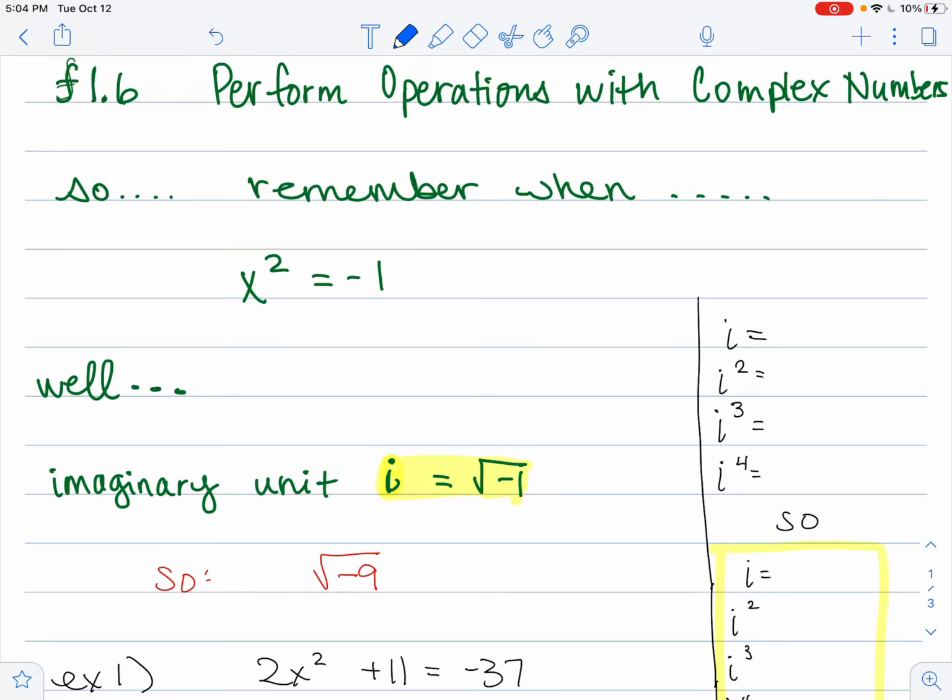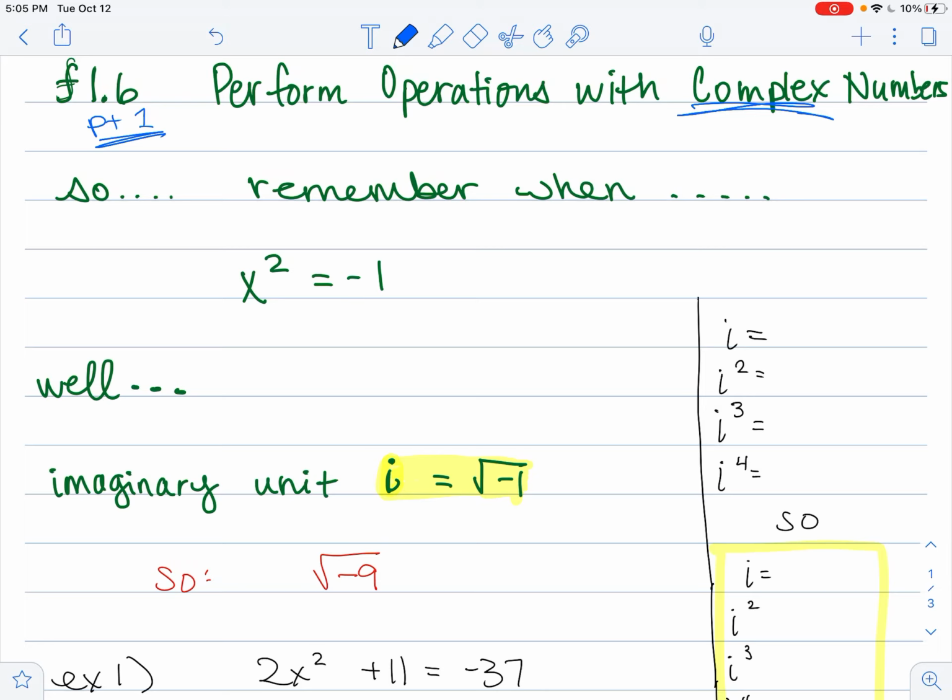Okay, we're going to get started with section 1.6, part 1. We're performing operations with complex numbers. And we're going to preface this with a reminder that sometimes as a kid, we learn things that our parents didn't quite tell us the truth about when we were little until we got older. And this is one of those things.